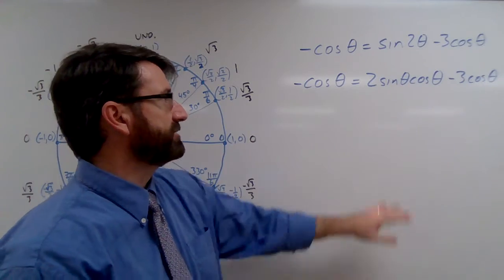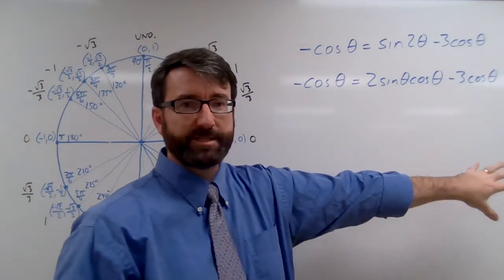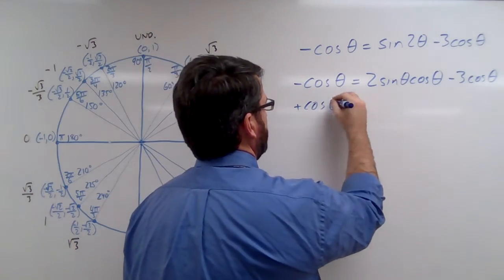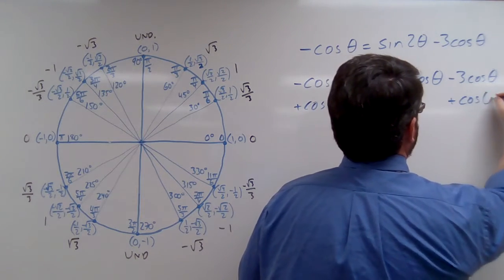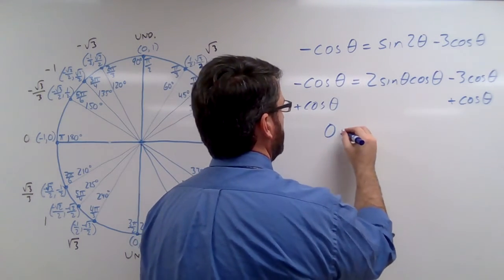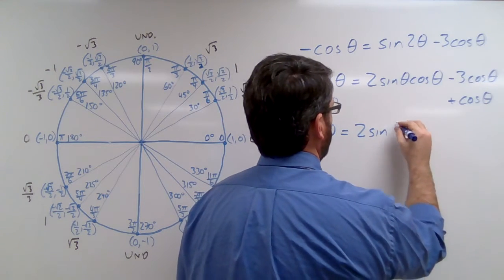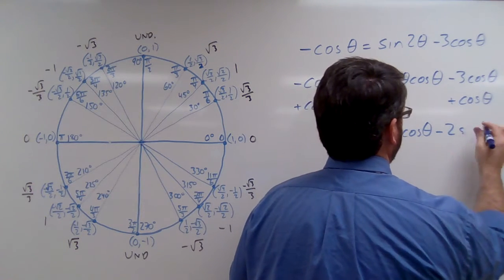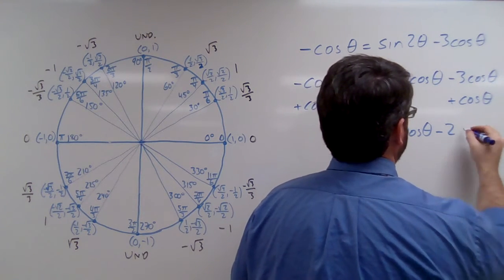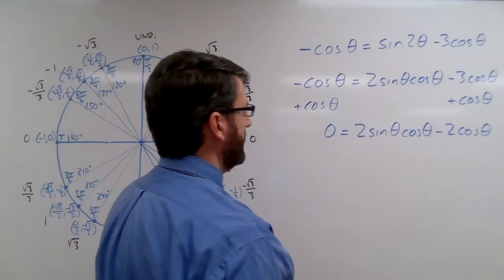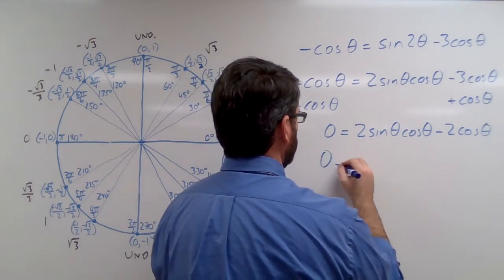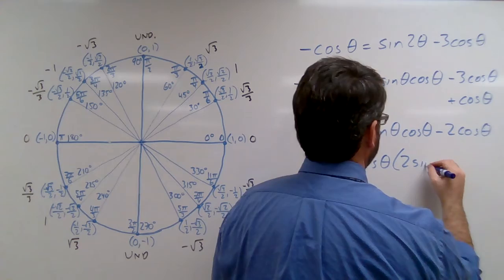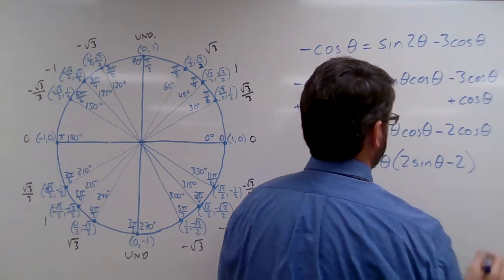But since we're factoring, we're going to need to get everything onto one side of the equation, leave the other side equal to 0. So let's add cosine theta to both sides. And that's going to give us 0 is equal to 2 sine theta cosine theta minus 2 cosine of theta. Now let's factor out that cosine. So we get 0 is equal to cosine theta times 2 sine theta minus 2.